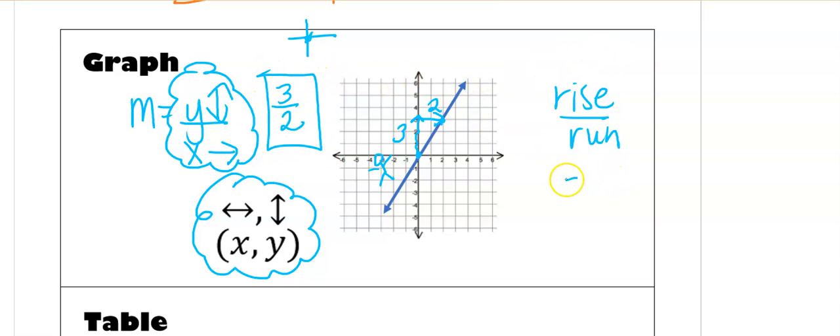Now, I always square the slope. I'm going to write it several times just so you guys have it there. My m equals 3 over 2. Okay. I always square the slope because that's going to come back down to our equation.